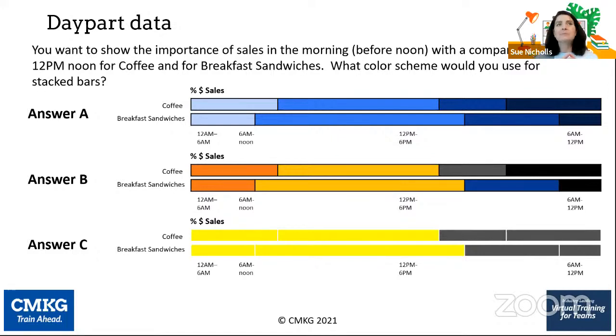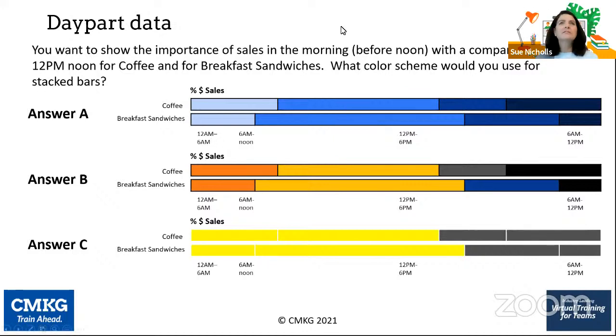In this example, it's coffee and breakfast sandwiches. So you can see the time blocks: 6 a.m. to noon, noon to 6, and 6 p.m. to 12 a.m. These are the results that happen in sales, and some pretty compelling information here. The top one is the way that I would typically get this information when I pull the data.